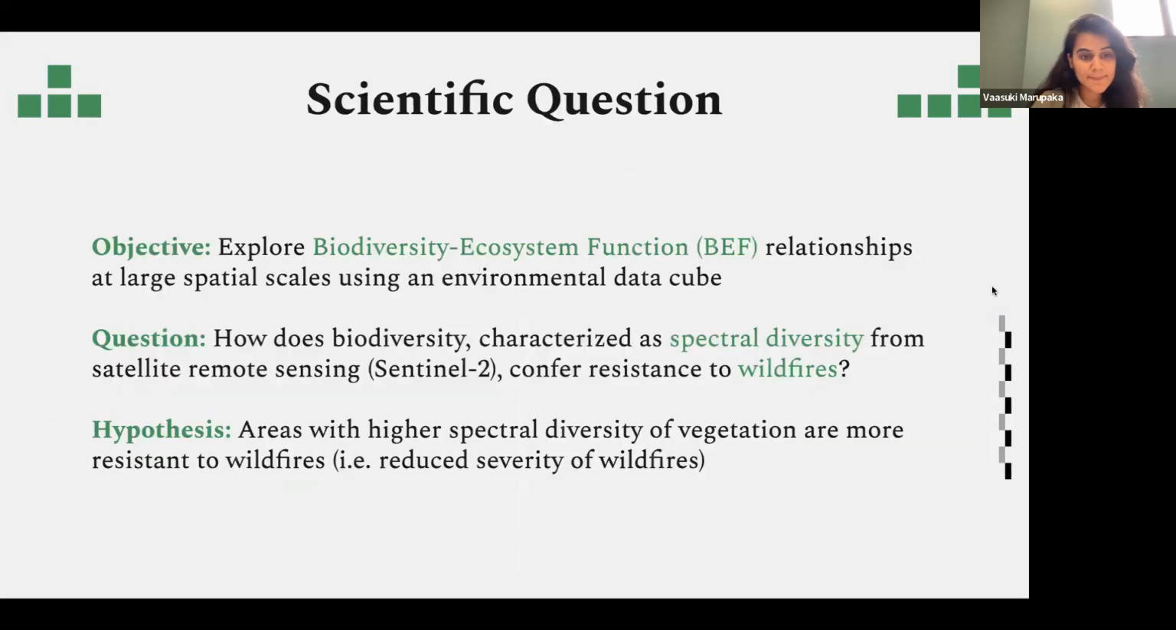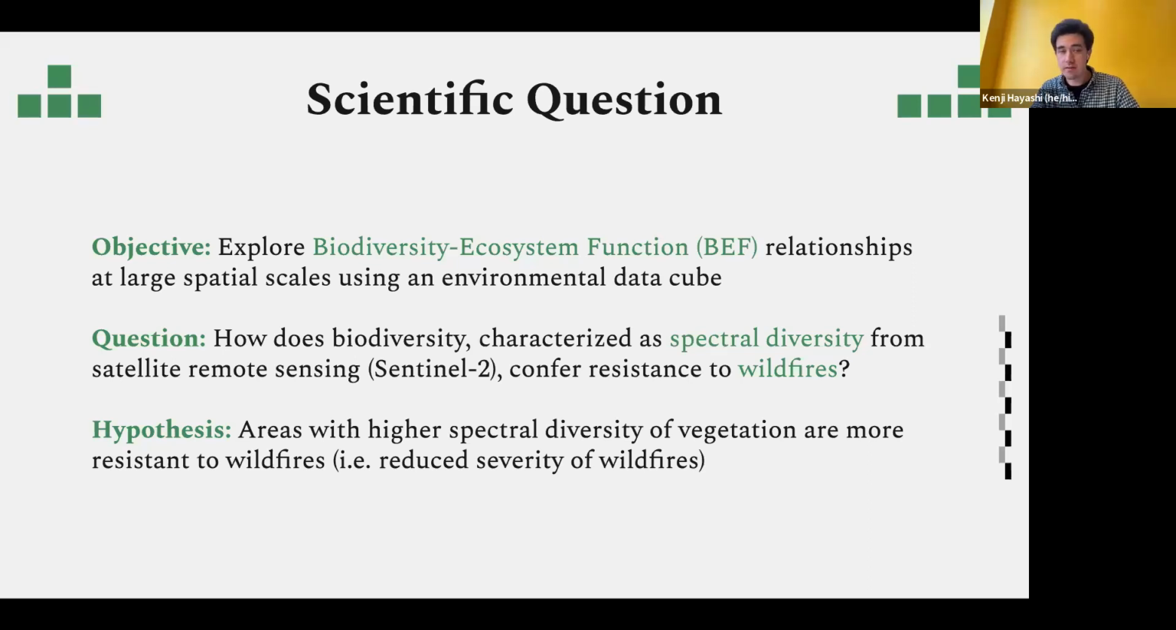Next slide, please. So the main objective of our proposal here is to explore this biodiversity ecosystem function relationship at these really large spatial scales using an environmental data cube as a means to get there. And specifically, the question that we're asking is how does biodiversity, which in this case we're characterizing at scale as spectral diversity from satellite remote sensing, how does this confer resistance to wildfires? So that's our one focal metric of ecosystem functioning here, although of course we can expand that in the future.